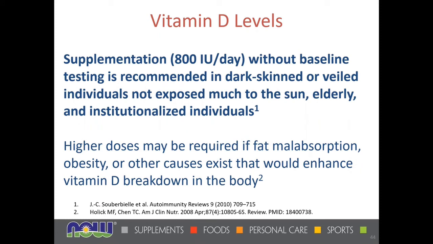If people are dark-skinned, veiled, institutionalized, or elderly, they might benefit by taking at least 800 units a day without testing. And if there's fat malabsorption, obesity, or other issues, people might need even more vitamin D.